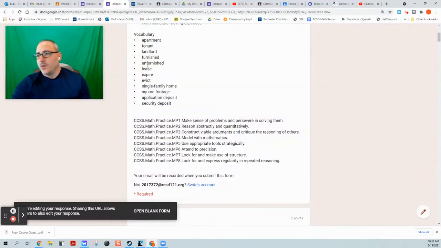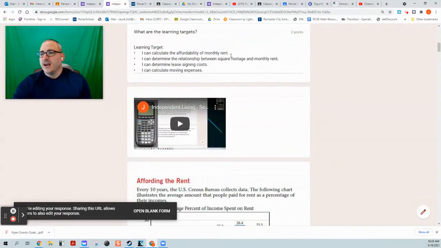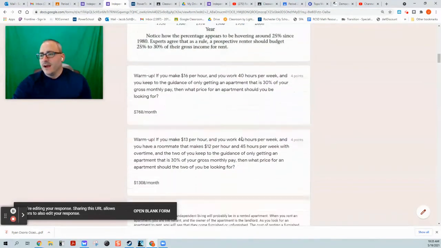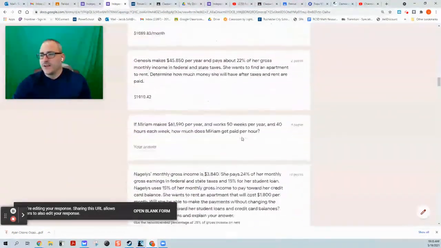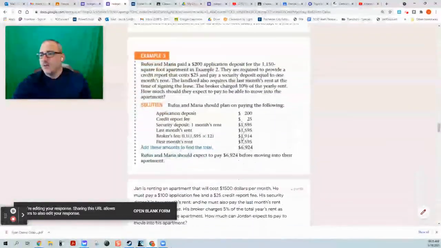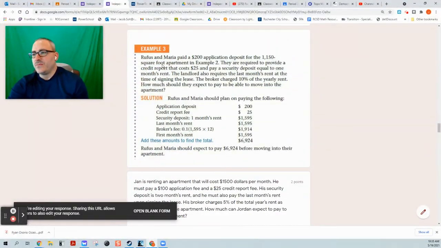All right, we've done the vocabulary on day 1. Put your name and learning targets in there if you haven't already. We talked about all that. We talked about example 1 already. We talked about example 2 already on Tuesday, and now it's Wednesday, so we are looking at example 3.